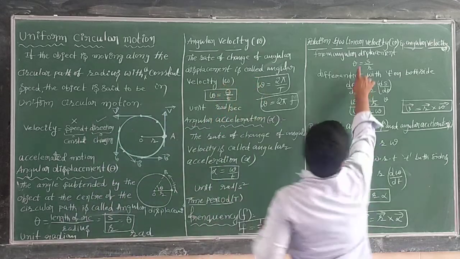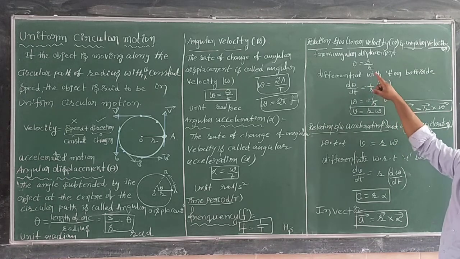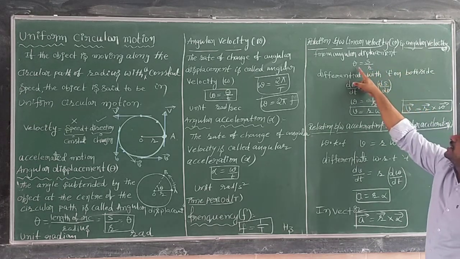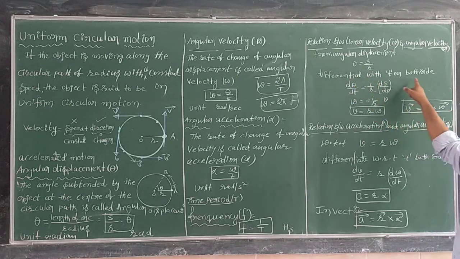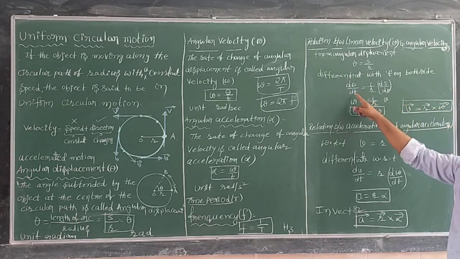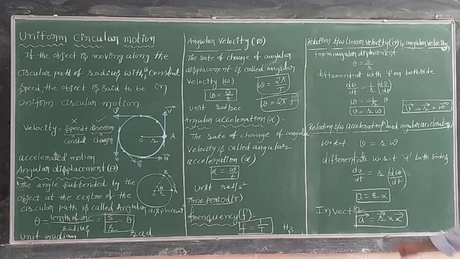Relation between linear velocity and angular velocity. From the definition of angular displacement, theta is equal to s by r. Differentiating with respect to t on both sides, we get omega, and v is equal to r omega. This is the linear velocity and angular velocity relation. a is equal to r alpha is the relation between acceleration and angular acceleration. Their vector forms are also there.